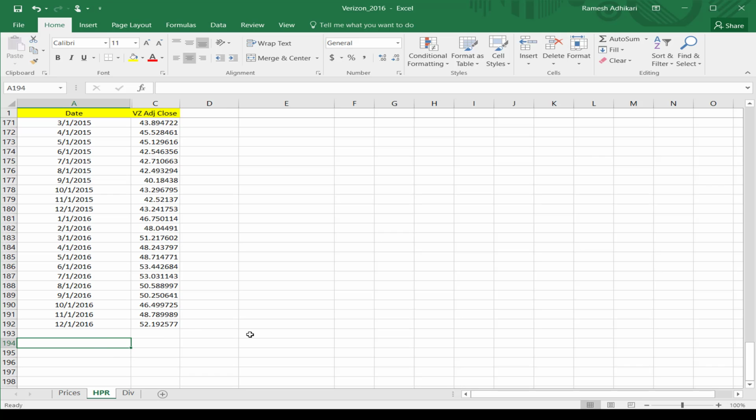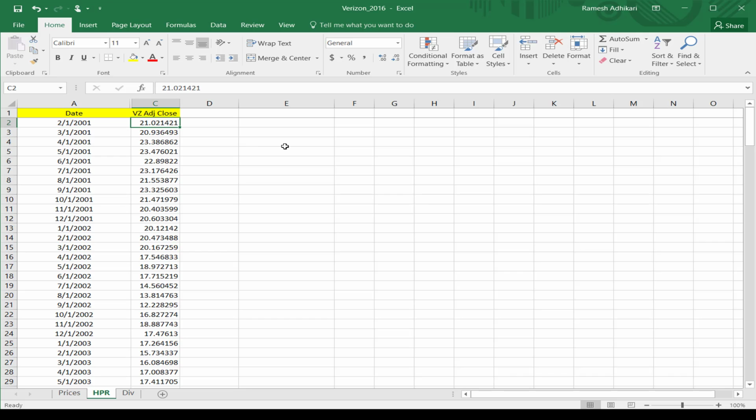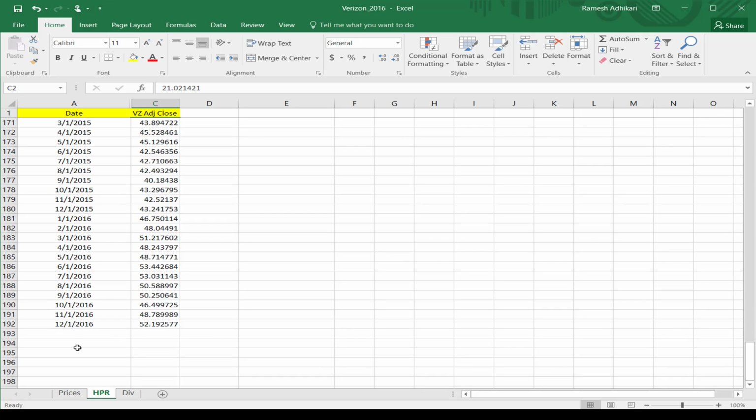So first of all, what is holding period return? Holding period return means if you bought this Verizon stock in February 2001 at $21.02 and sold this stock in December 2016 at 52.19, what would be the overall rate of return on your investment? That is holding period return.